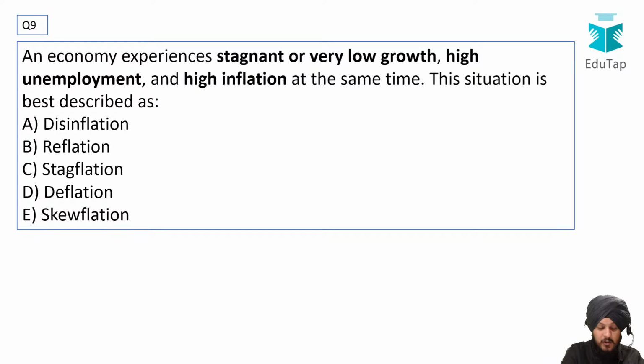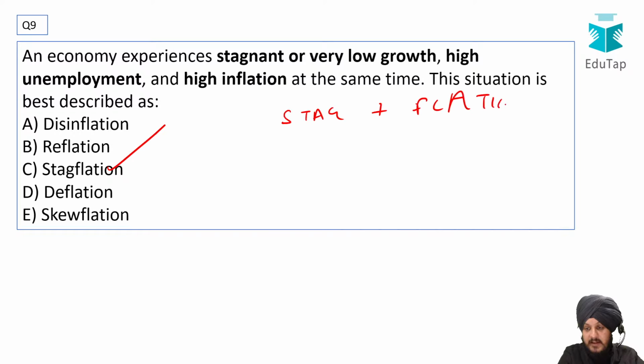Very easy question, this is very easy, everyone will get this right. Stagflation, right? What happens in case of stagflation? Stagflation means stag plus flation, where stag basically reflects what? It reflects stagnation with respect to economic growth. Inflation means high inflation, right?